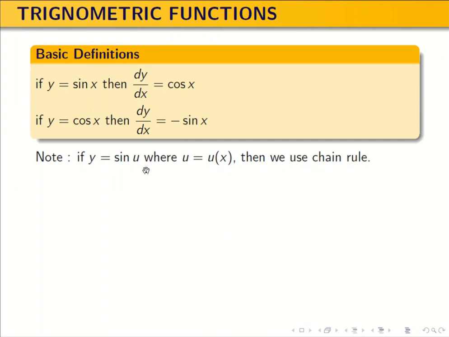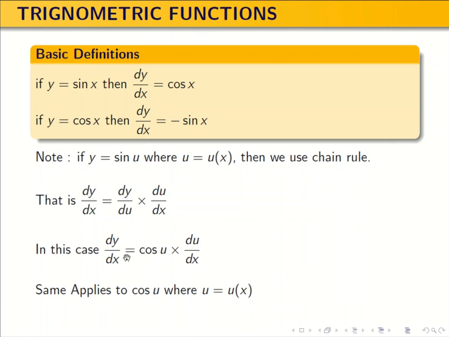Chain rule in the sense that you first differentiate the function sine and you get cos. Then you differentiate the u. So dy dx will be equal to dy du times du dx, and in this case dy dx will be equal to cos of u times du dx, where we have y equals sine u. This will be the differential. So it will be cos of whatever u that you have, then times du dx.